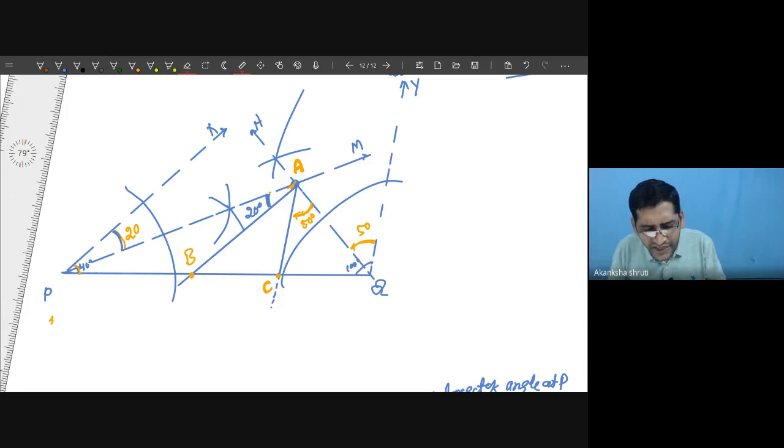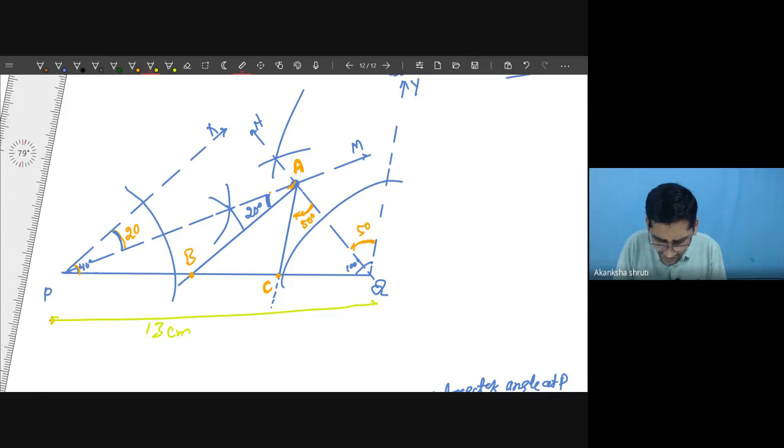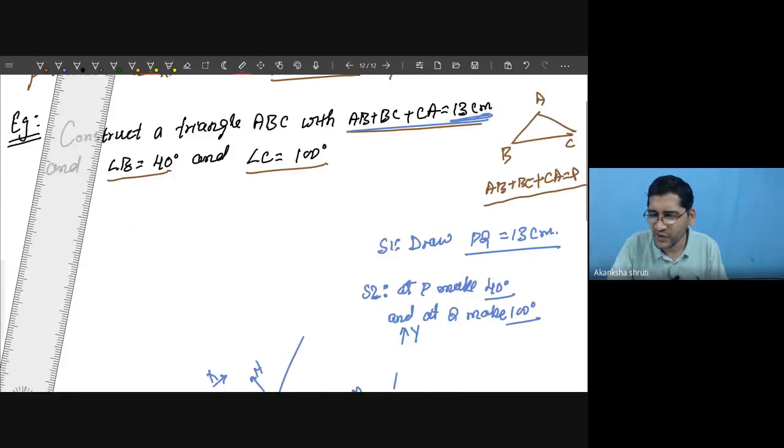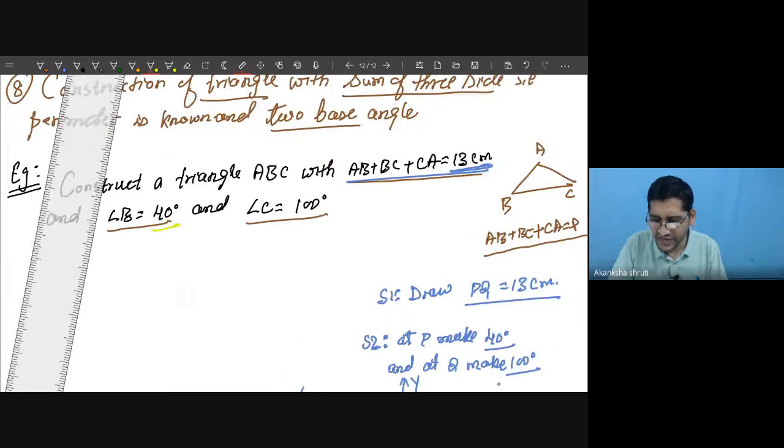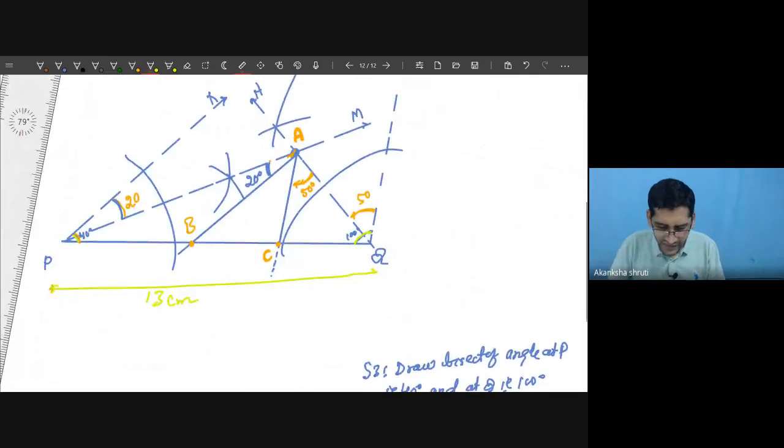So from that PQ of 13 centimeter, we had made the two angles at P and Q. One was 40, another was 100. Whatever the two angles are given to us, the same angles. Now we have to draw the bisector of angle P and Q, which is meeting at A.